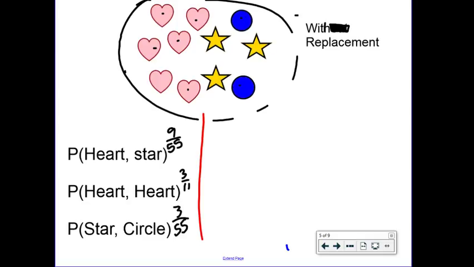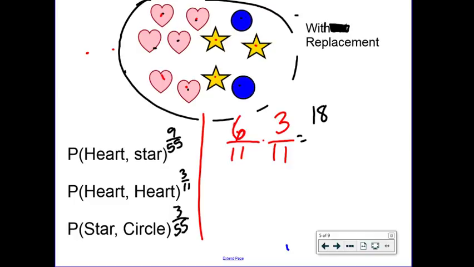Well, it starts out the same way. There are 11 trinkets in here and 6 of them are hearts. So I would see if I picked a heart. But I am replacing it. So on the second event, the heart is back in the bag. The denominator goes back to being 11. How many stars are there? 3. 1, 2, 3. So it would be 6 11ths times 3 11ths. The only thing that really changed was this denominator. I didn't subtract 1. When you multiply that, it ends up being 18 over 121.